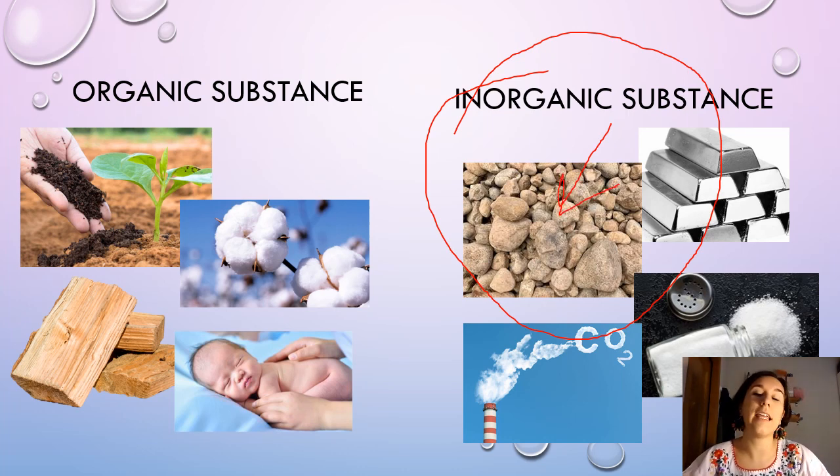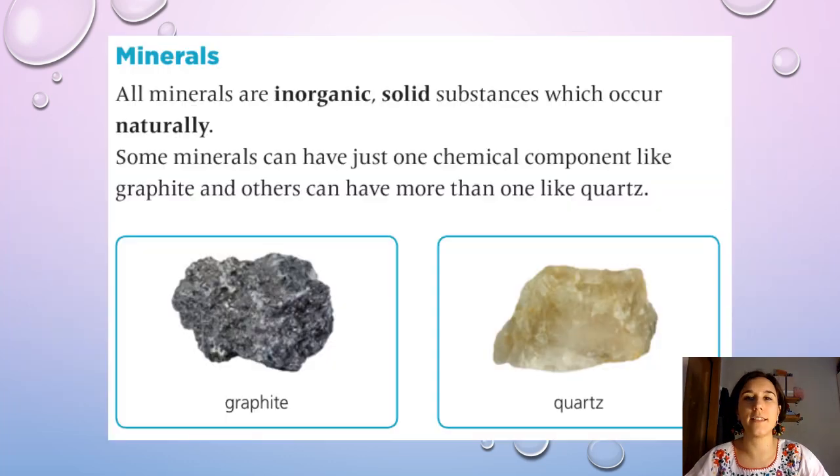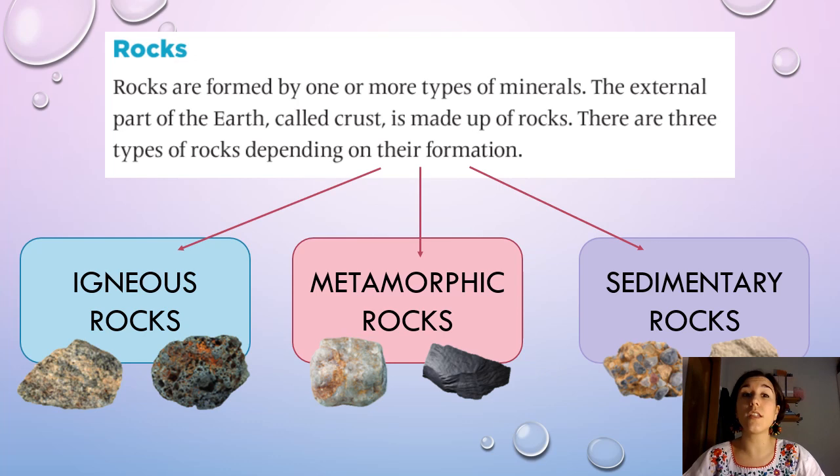That we are going to study in this unit, which are also an inorganic substance. So all this unit is about inorganic substance. Next. Now in this unit we are going to study first the minerals, like the graphite or like the quartz. Then we are going to study the rocks and the three types of rocks that we can find in nature, that are igneous rocks, metamorphic rocks, and sedimentary rocks. Don't worry about them for the moment, we will study them at the end of the week.